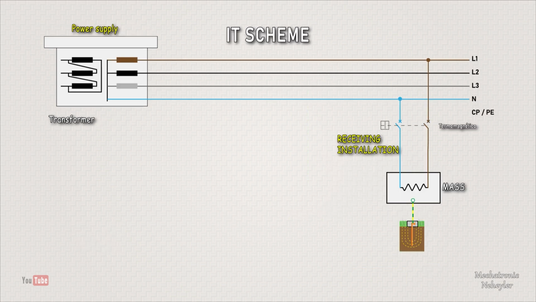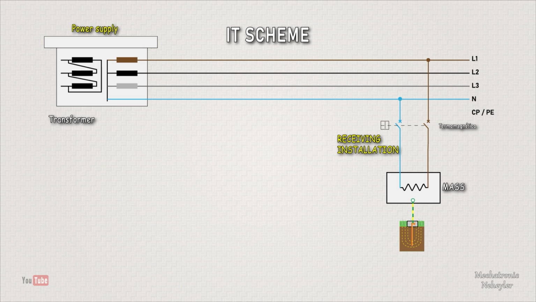Connection diagram IT. In IT schemes, the first letter, I, indicates that all active conductors are separated from ground, that is, there is no direct connection to ground in the power supply or there is a very high impedance between these points, while the second letter, T, indicates that the masses or metal casings of the devices in the receiving facility are connected to a ground connection.